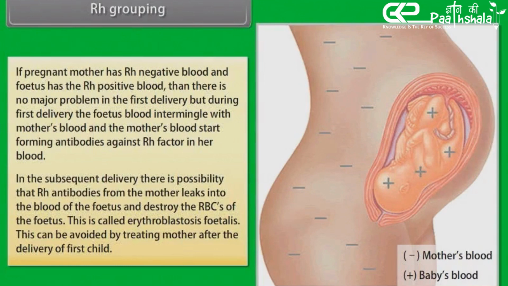and destroy the RBCs of the fetus. This is called erythroblastosis fetalis. This can be avoided by treating the mother after the delivery of the first child.